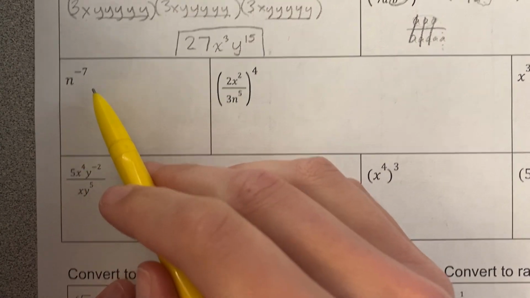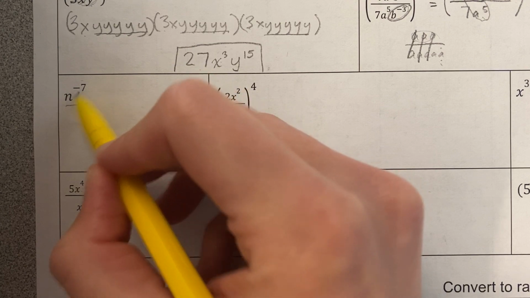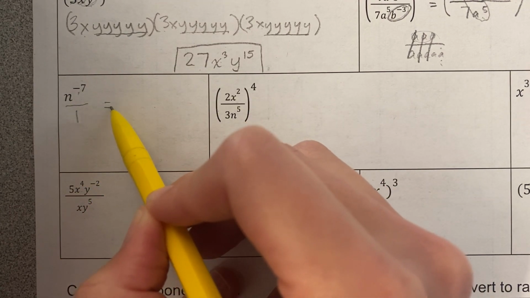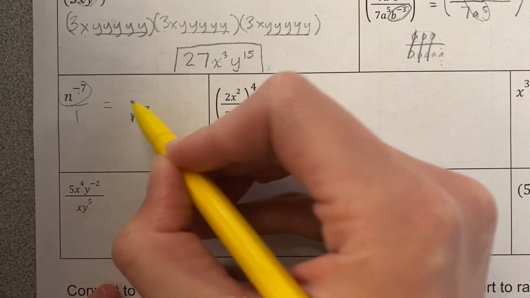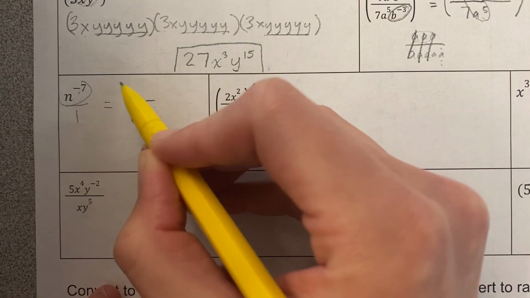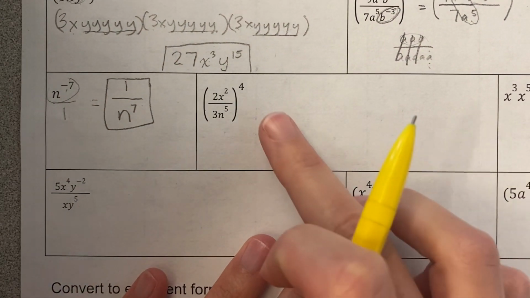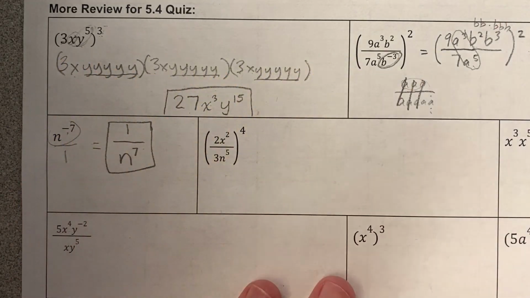Okay, here I have n to the negative 7th. What that means is that this is unhappy. Oh, it's negative, right? It's because it's on the wrong side of this invisible fraction, right? So this n is unhappy on the top, and it wants to be on the bottom, and so that's where we're going to move it, and then there's nothing on the top, so we just use this placeholder of 1, and I'm done.